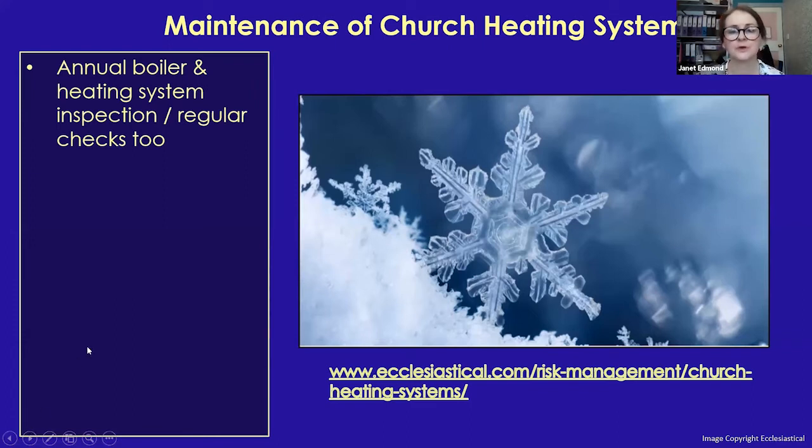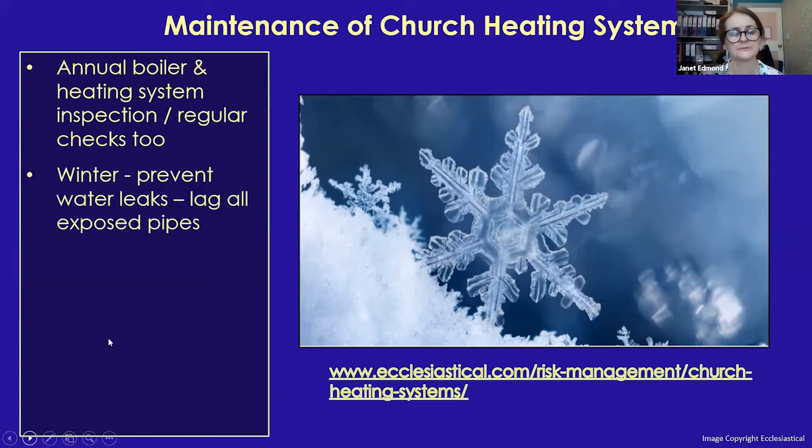Moving on to maintenance of church heating systems. An annual boiler inspection is something that you need to have done. That is a statutory requirement. Checking of your heating system as well. And of course, regularly check that throughout the year. Keep an eye on it.